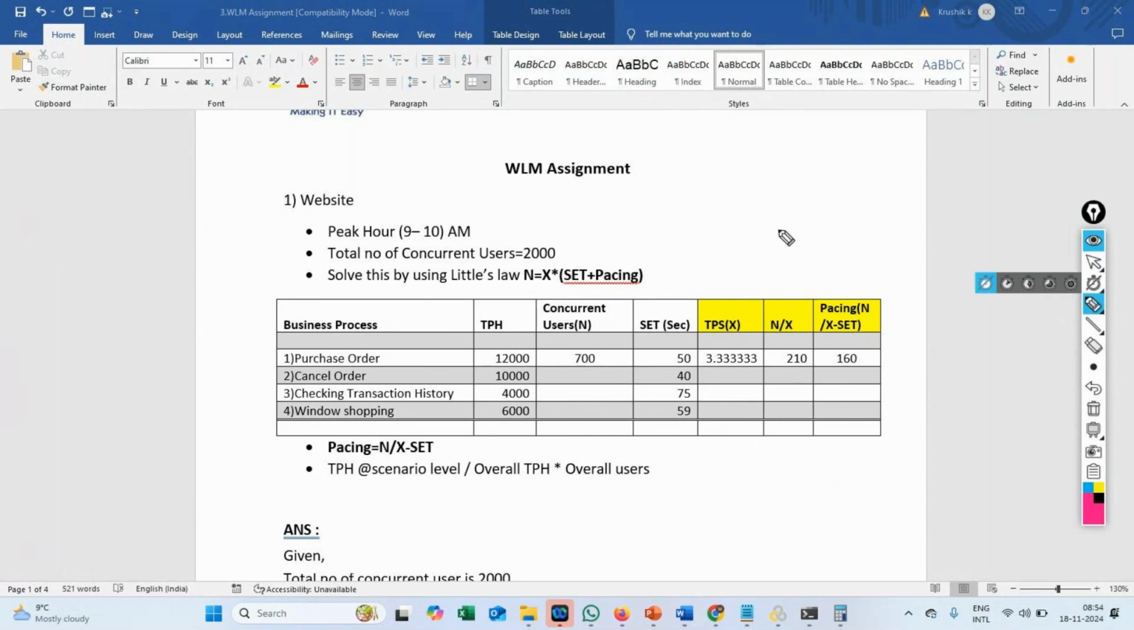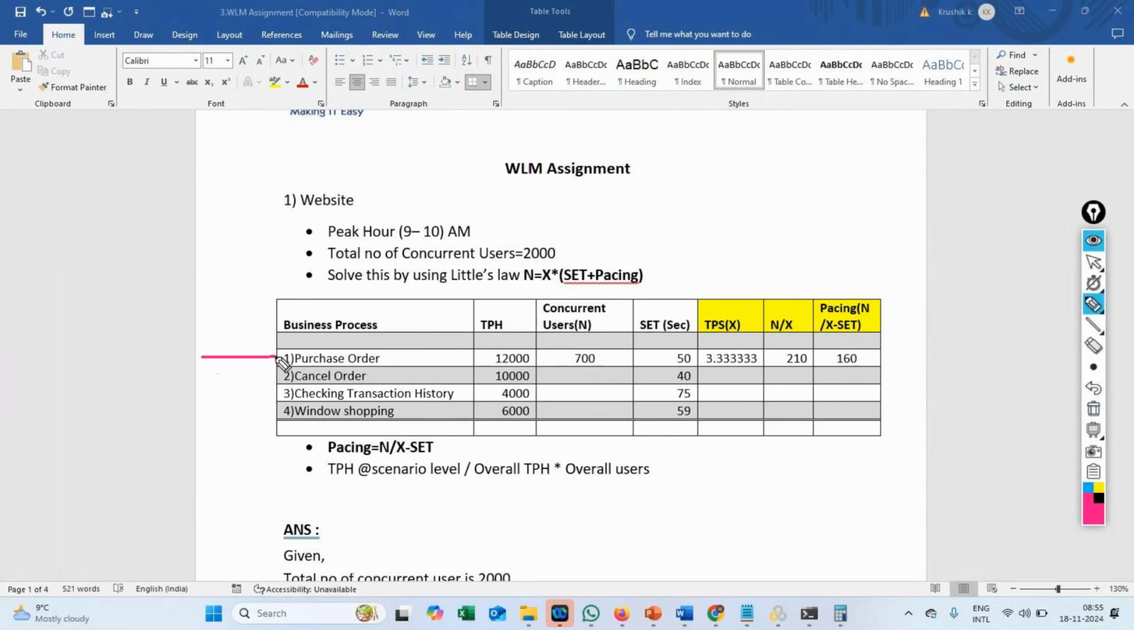Sometimes what will happen, the client will not give users at this level. The client will give users at the overall application level, like 2000. What do you mean by this? It means the client is saying that I don't know how many are doing purchase order, how many are doing cancel order and so on, but overall for all of these together, the users are 2000. That's what the client mentioned. And now you can calculate how many users to be assigned to each scenario here. You have to calculate. I'll tell you that later, it's not that urgent. So don't worry about it.